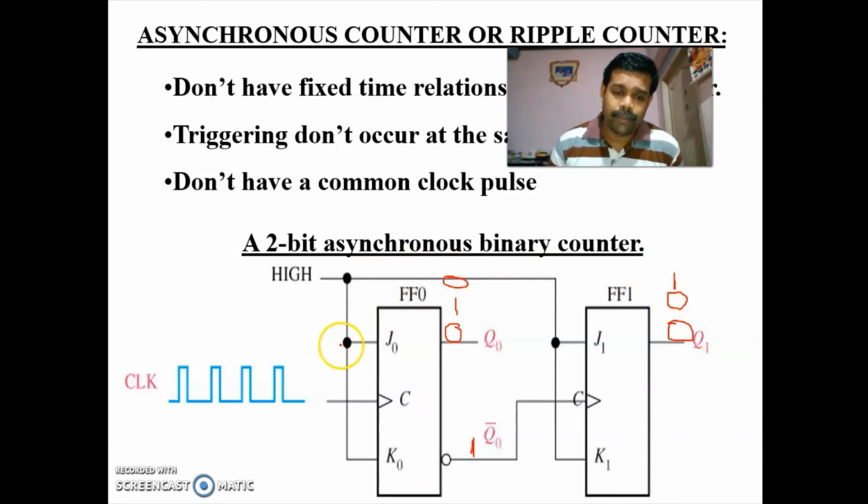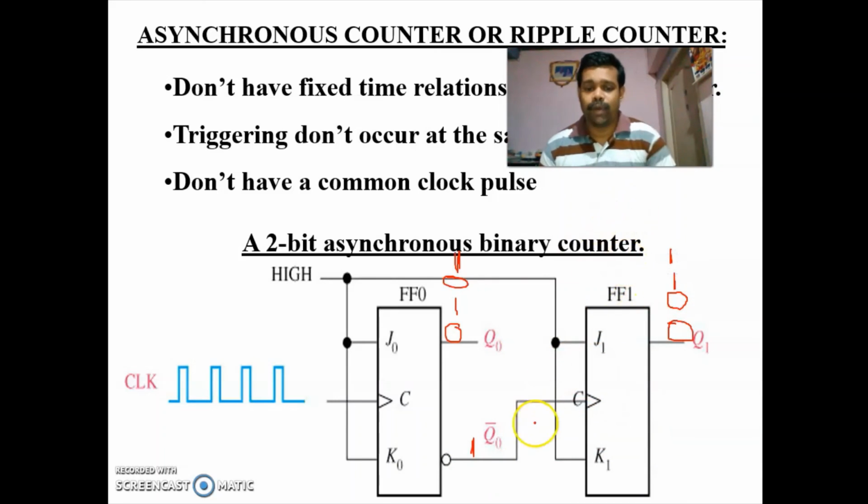Now again you are applying clock. This 0 will become 1. At that time, the output what you are having here, in this place you will be having 0. So this flip flop will not work. So you'll be getting the same output at this place. Okay. So you'll be getting 1 1.